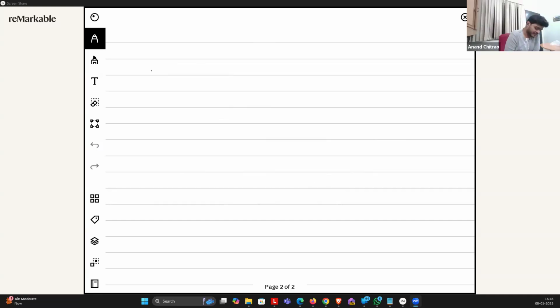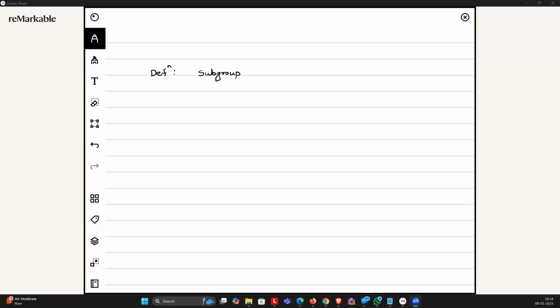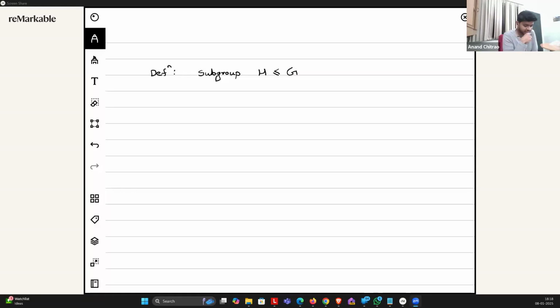So now, next definition, subgroup. Can somebody tell me what a subgroup is? A subset of a group which follows the same conditions. Yeah, a subset of a group which follows the same conditions. So a subgroup H, which is denoted by this symbol less than or equal to G, is a subset which is a group by itself. Okay.